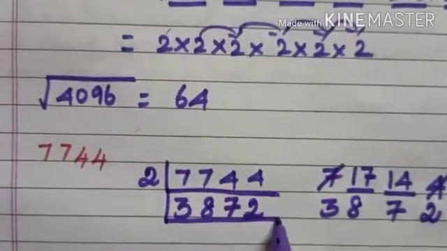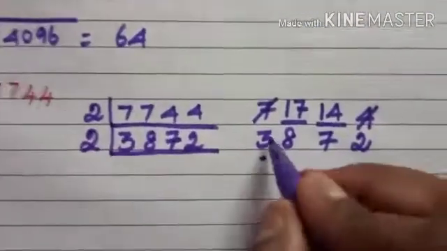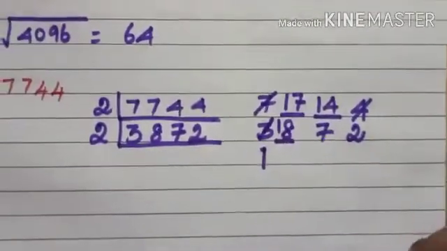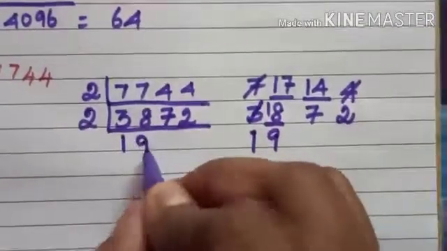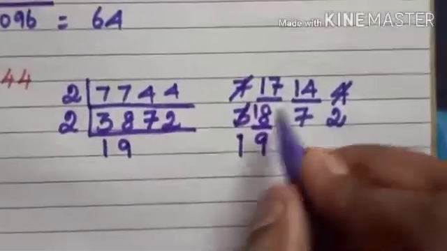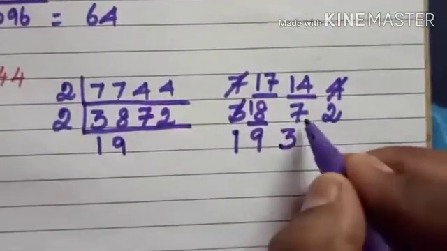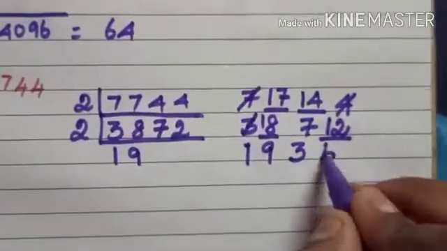Again we go with the 2. So 3 is there. How many times? 1 time. Remaining 1. So now it becomes 18. How many times? 9 times. Next 7. How many times? 3 times. 3 times we get 6 only. Remaining 1. So 2 becomes 12. How many times? 6 times.